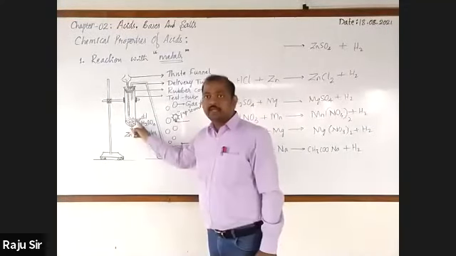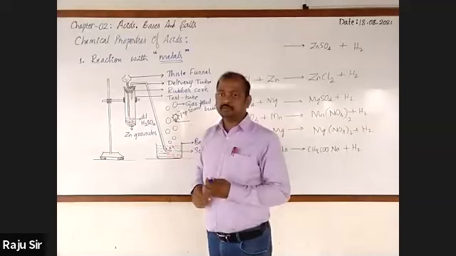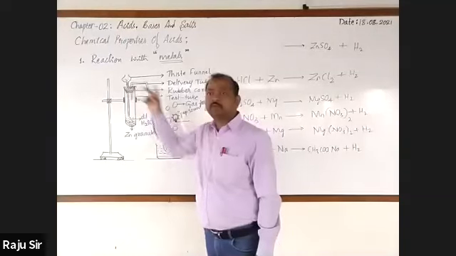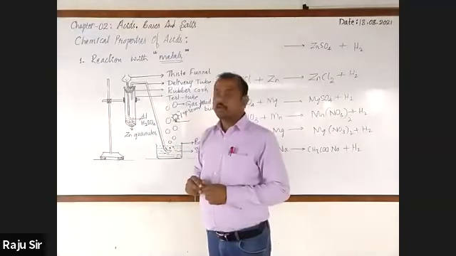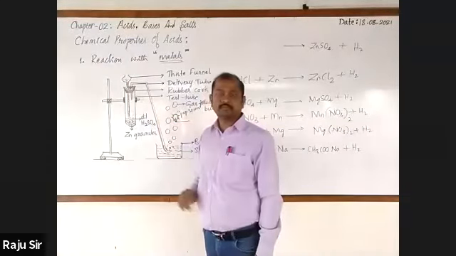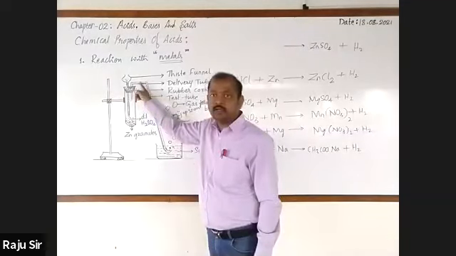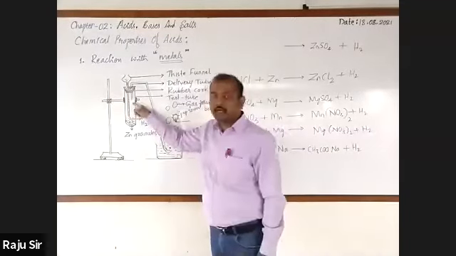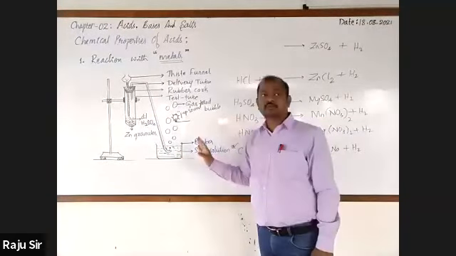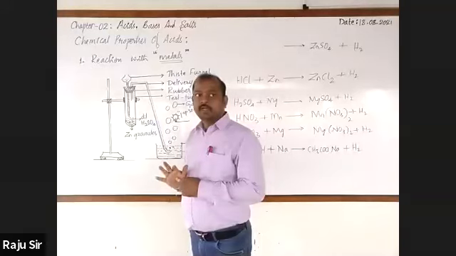First point, take some zinc granules in a test tube and fix it to the iron stand. Second point, close the mouth of the test tube with a two-hole rubber cork and insert a thistle funnel into one of the two holes. Third point, take a delivery tube, insert one end of it into the rubber cork and the other end into a beaker containing soap solution. Next, this is the arrangement.